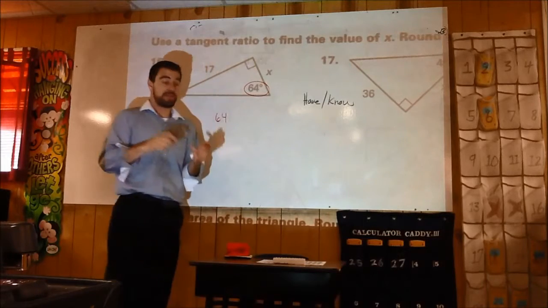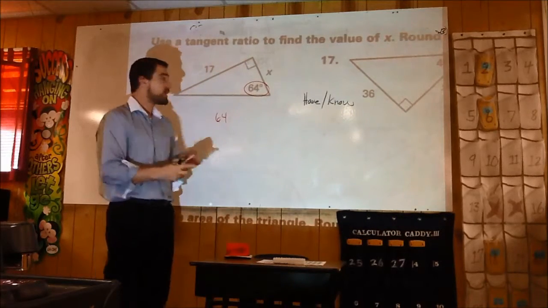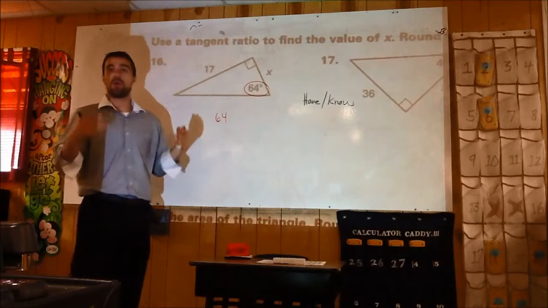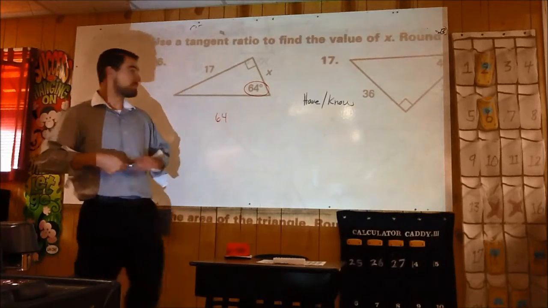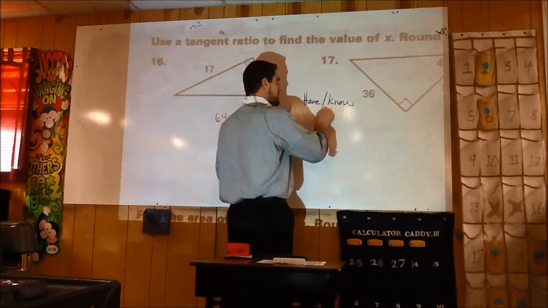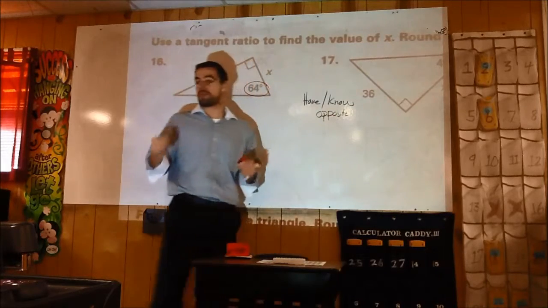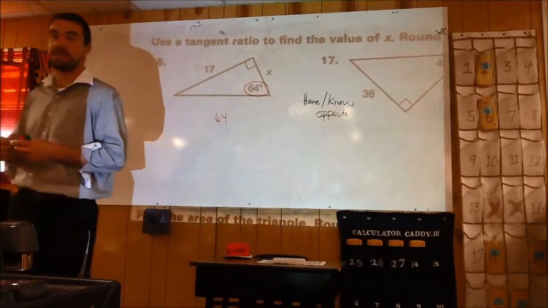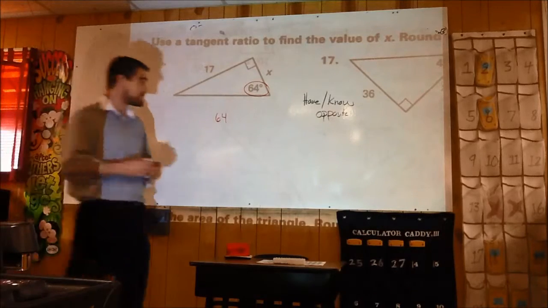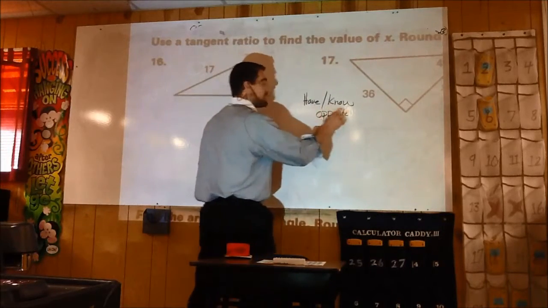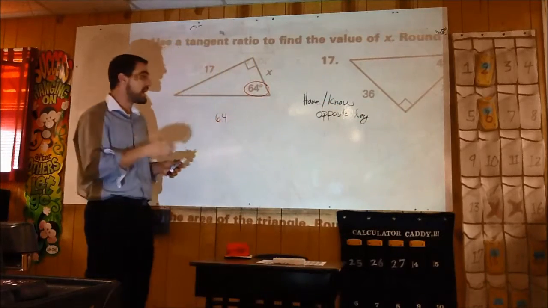And by that it means you have the opposite side, the adjacent side, or the hypotenuse. So right now, what do we know the side length of? We know the opposite side. We need to use the vernacular that we've been using with these trig functions: opposite side, adjacent side, and hypotenuse. So we have the opposite side, or opposite leg, is what we have.